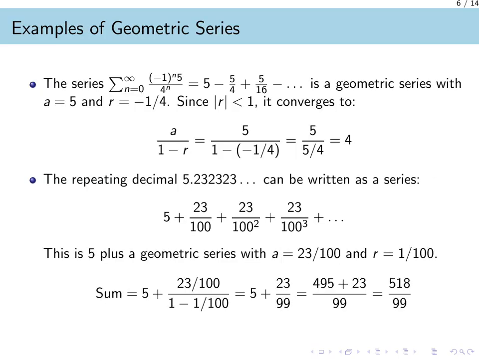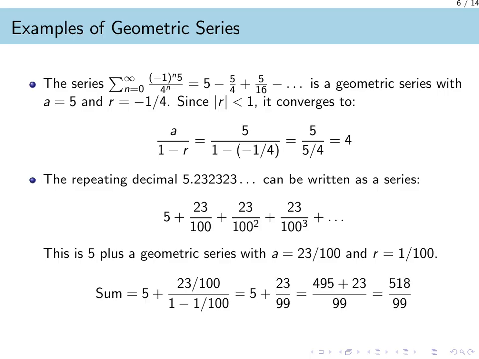Another practical application of the geometric series formula is converting any repeating decimal into an exact fraction. Let us examine the number 5.232323, and so on. We can separate this into two parts: the integer part, which is 5, and the repeating decimal part. This repeating part can be expressed as an infinite sum, 23 over 100 plus 23 over 100 squared plus 23 over 100 cubed, and so on.